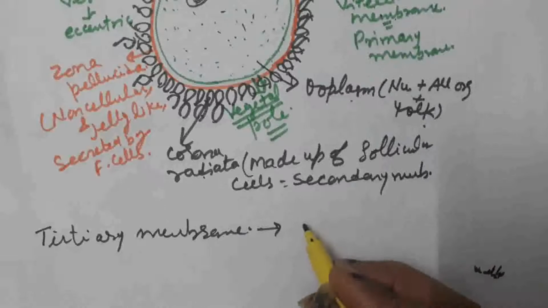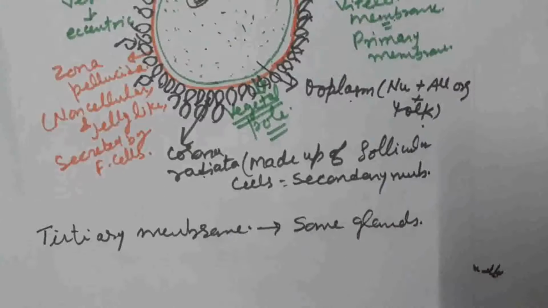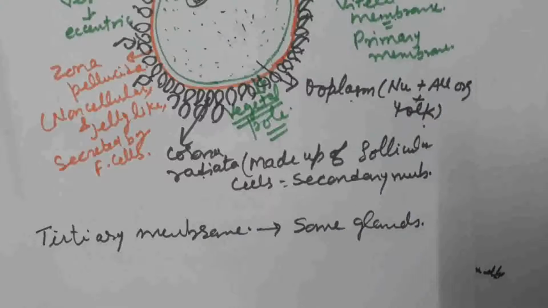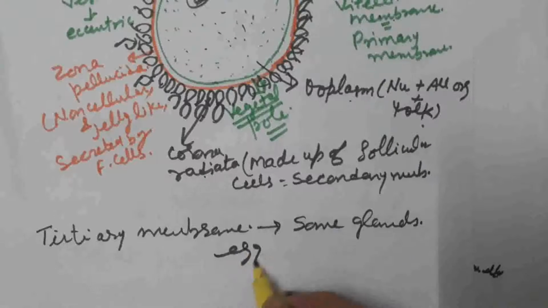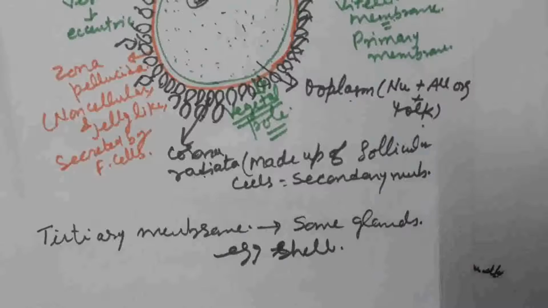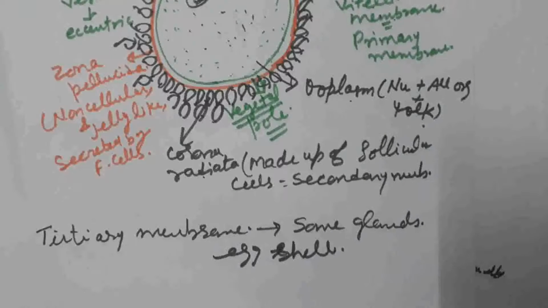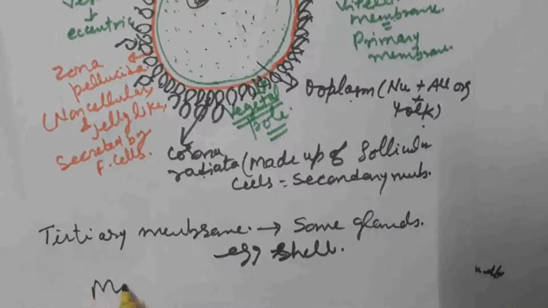In some eggs there is a tertiary membrane, which is formed by some glands present in the oviduct or fallopian tube, for example, the egg shell. In some eggs the shell is present around the egg as a protective covering, and we count it as the tertiary membrane. The human egg is microlecithal.